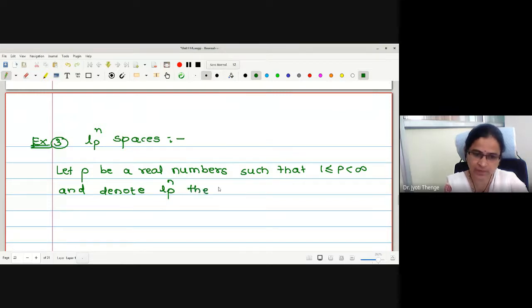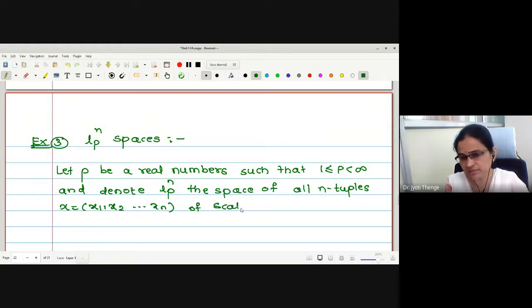See what I am writing. lpn denotes the space of all n-tuples x equal to x1, x2 to xn of scalars. Scalars we were writing. It may be a complex scalar, it may be a real scalar. Then we are asked to show that lpn is a Banach space.